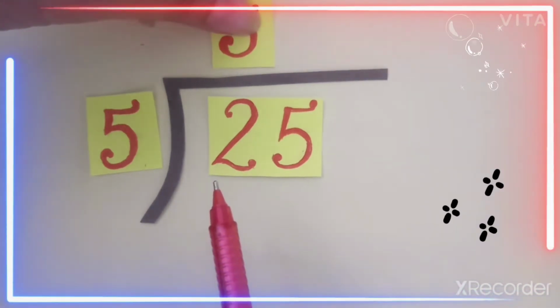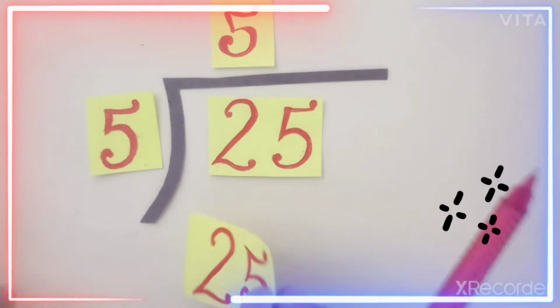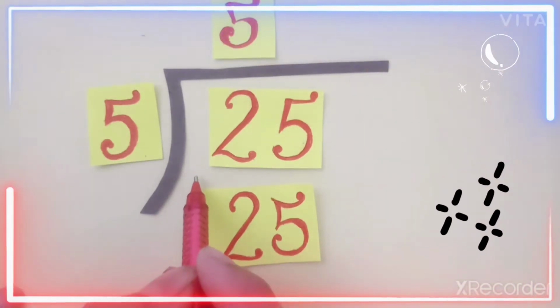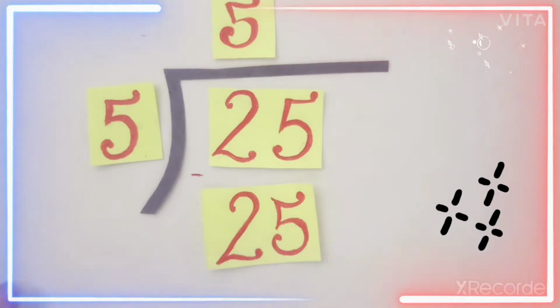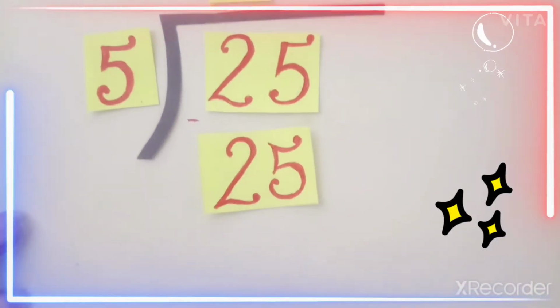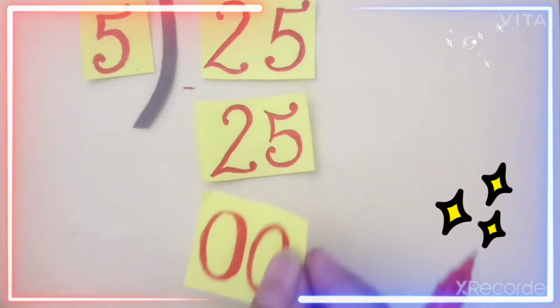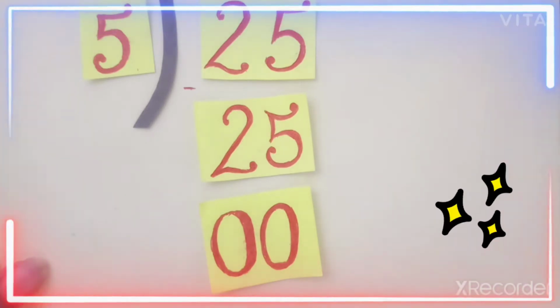Directly we will write 5 into 5, it's 25. So subtract, 25 minus 25. Your answer will be 0. The number is the same, so 0 is the answer.